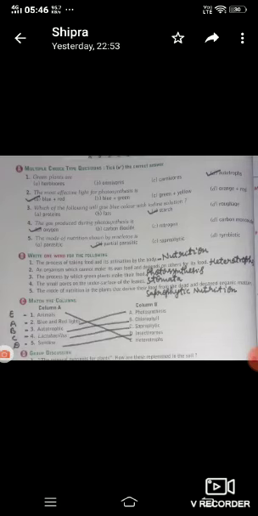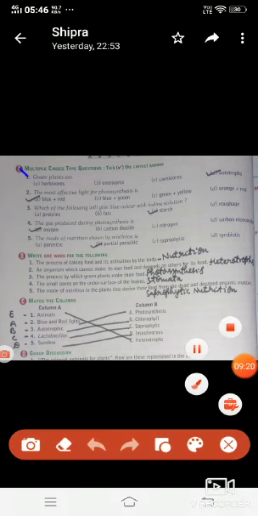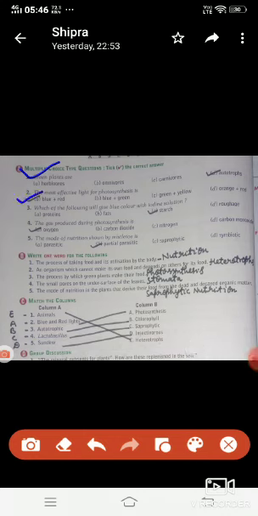Next, that is the quick recap. Multiple choice questions. Question 1, green plants are autotrophs. Next, the most effective light for photosynthesis is blue and red. Which of the following will give blue color with iodine solution? That is starch. The gas produced during photosynthesis is oxygen. The mode of nutrition shown by mistletoe is partial parasitic.